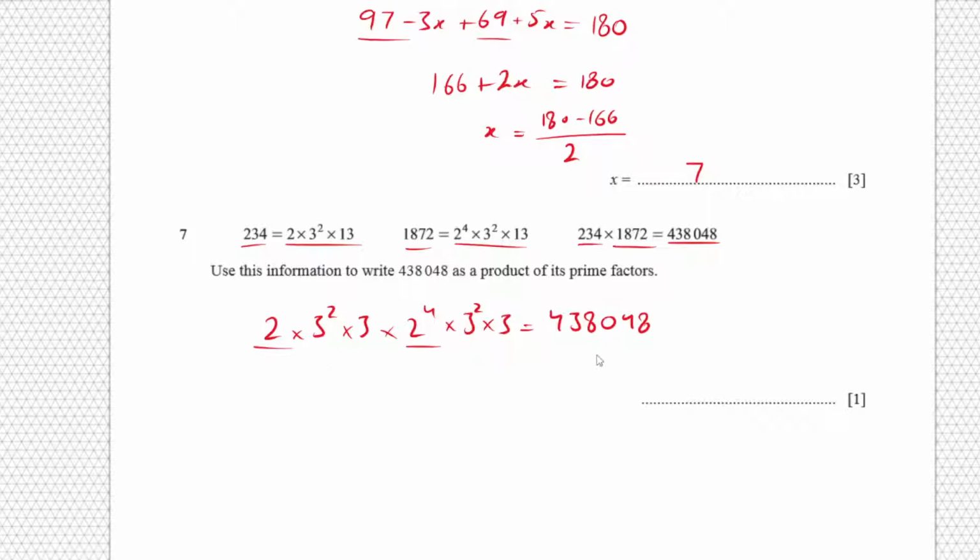2 times 2 to the power 4: when you're multiplying with a common base, you just add the powers. So 2 times 2 to the power 4 is 2 to the power 5. Then 3 squared times 3 squared is 3 to the power 4. And 13 times 13 is 13 to the power 2. Hope that's clear. Now that's 438,048 written as a product of its prime factors. Just one mark, because you didn't really have to do much here.